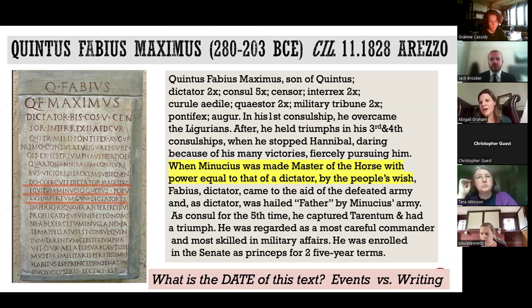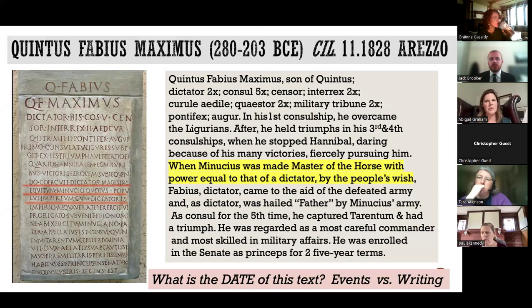The letters are covered in red, and we give students an idea that this is what the inscriptions look like. This is a monument. Nowhere in the sources have I seen people also say, but this was inscribed hundreds of years later. And that is also a factor in what it says. So in the text, it says here that Minucius was made master of the horse, with power equal to that of the dictator by the people's wish.